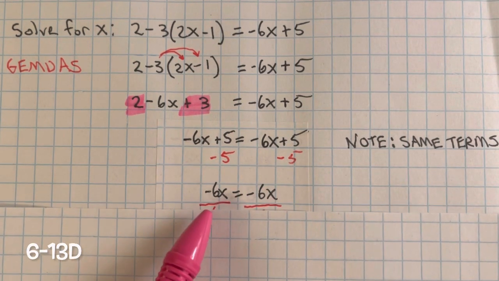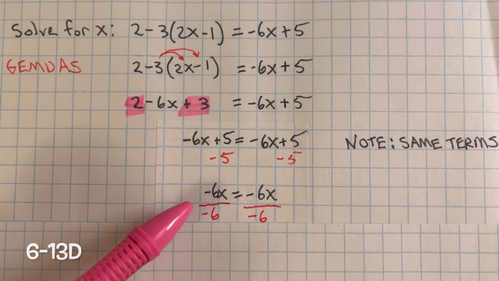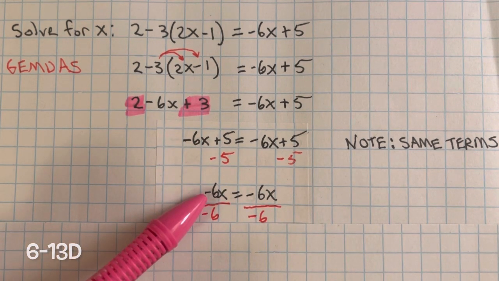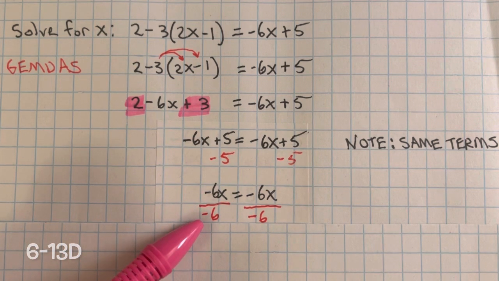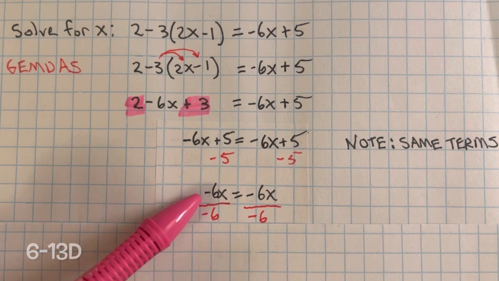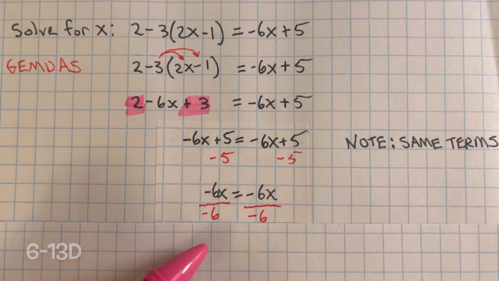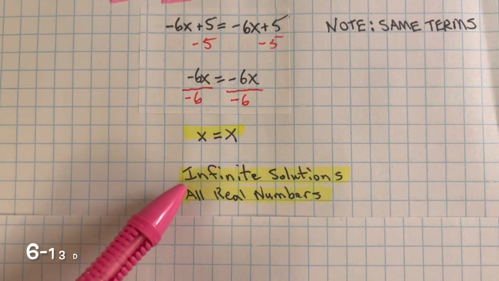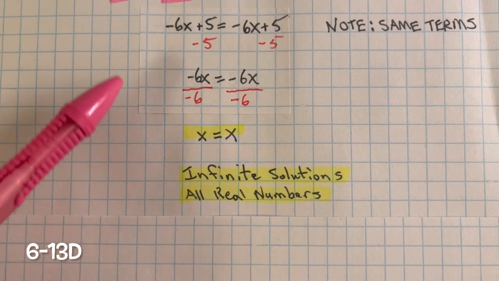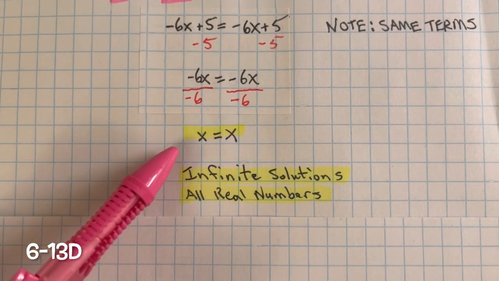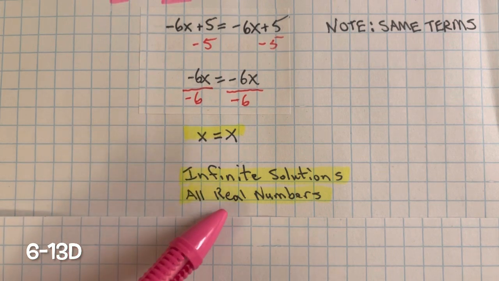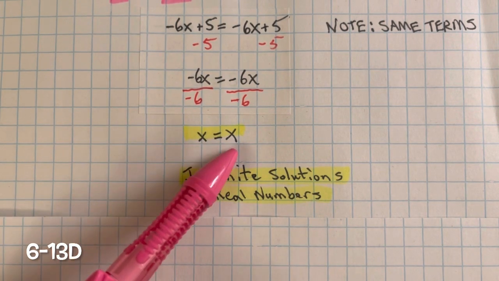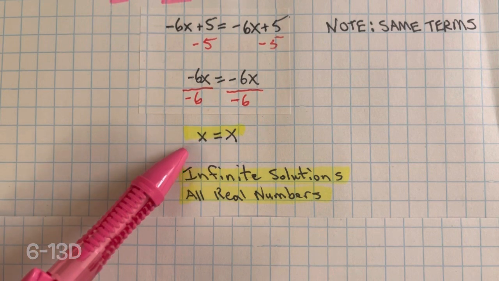Inverse property of multiplication is division. And a lot of students forget that when you divide, if it's a negative, you have to divide by negative to create that giant 1. -6 divided by -6 equals 1x, and -6 divided by -6 equals 1x, and we have x equals x. So what that means is there's infinite solutions to this equation. No matter what real number you put in for x, it will make the equation true.